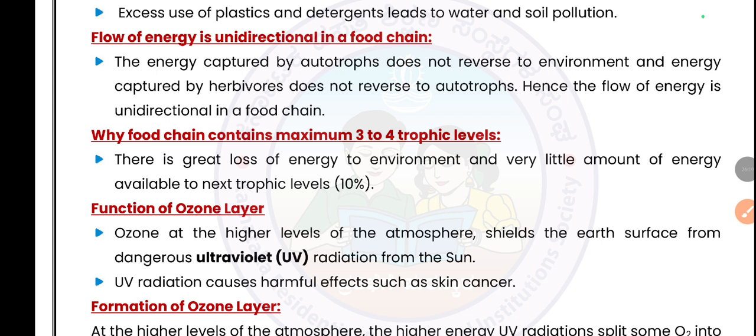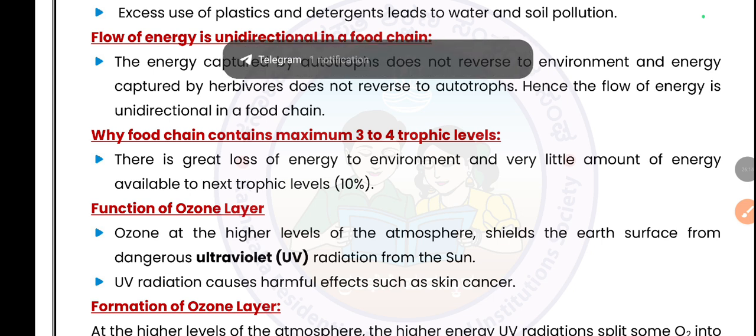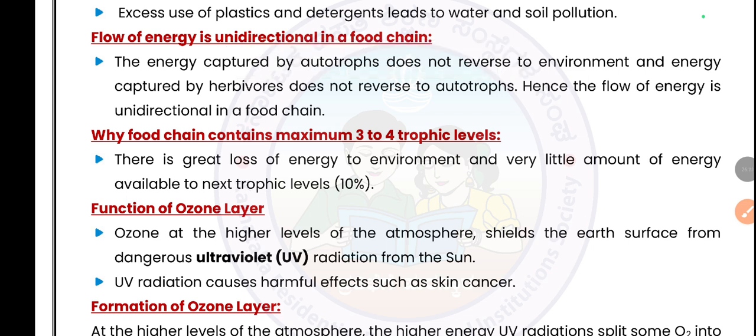Why does a food chain contain a maximum of 3 to 4 trophic levels? There is a great loss of energy to the environment and very little energy is available to the next trophic level.